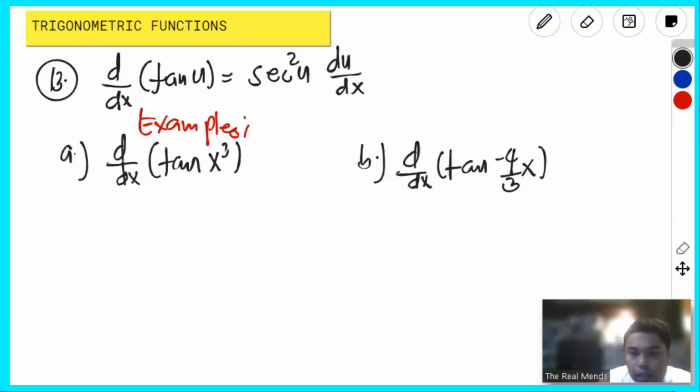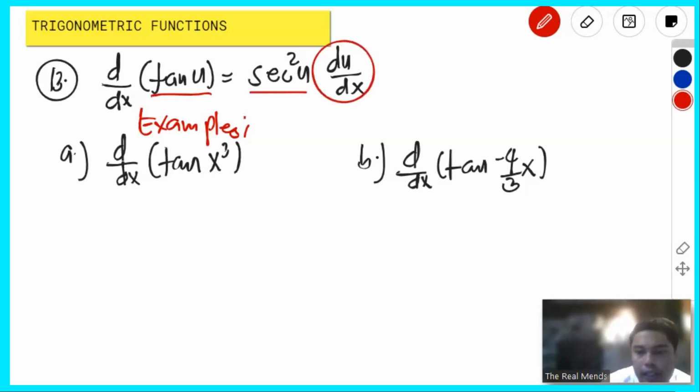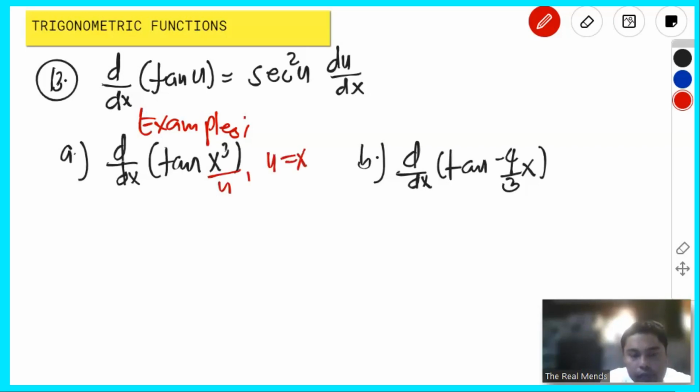Okay, so next, let's have the other formula for the trigonometric functions. The derivative of tangent u is just secant squared u, then du over dx. So that's the formula. We have a problem. Get the derivative of tangent x cubed. So our u here is simply this x cubed. Then get the derivative, that is just 3x squared dx, or du over dx is just 3x squared.